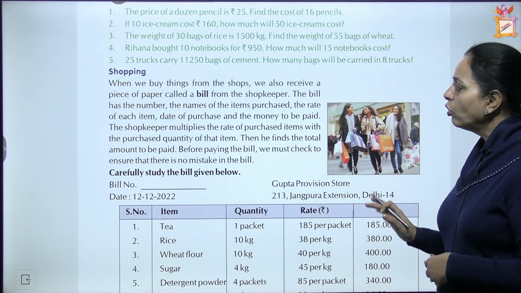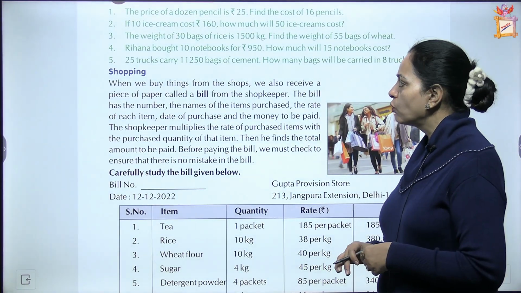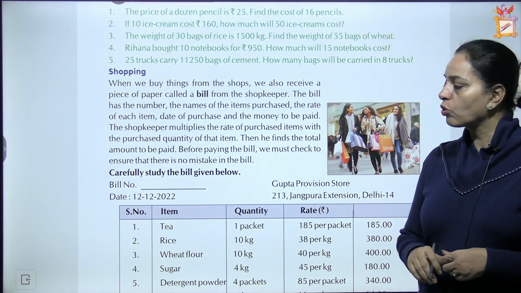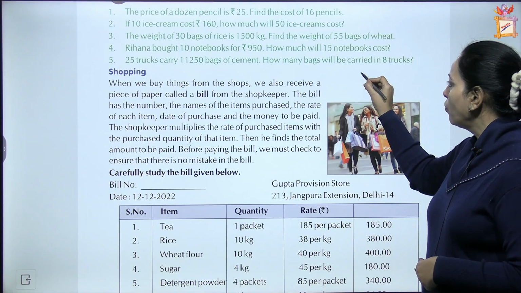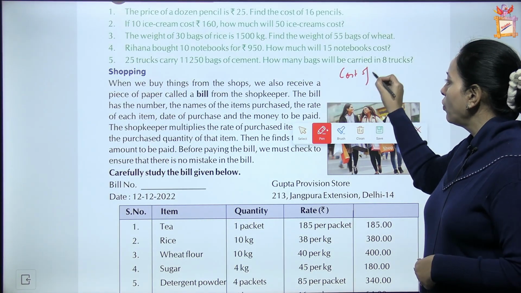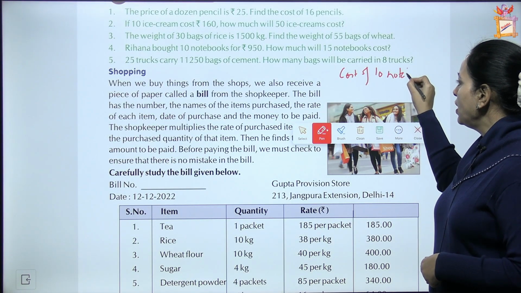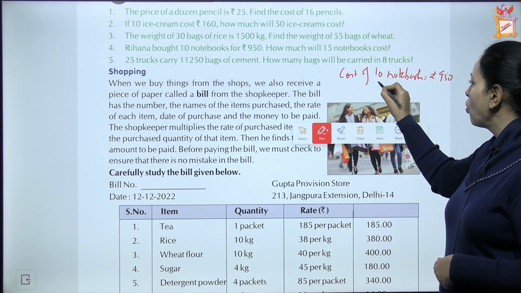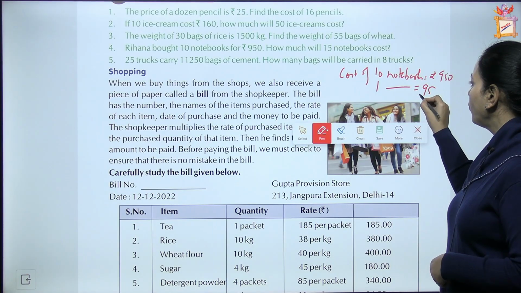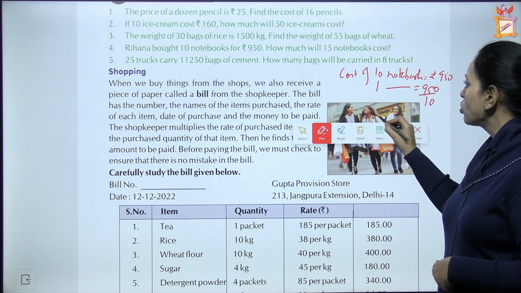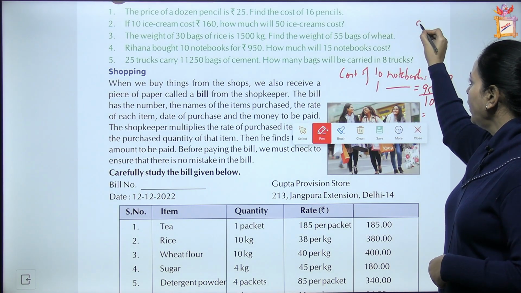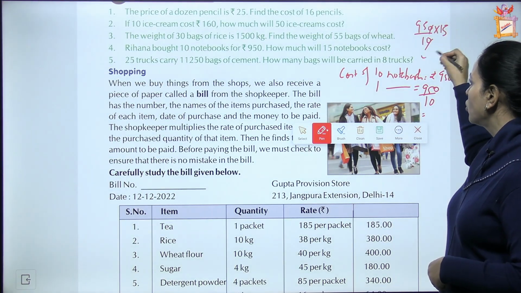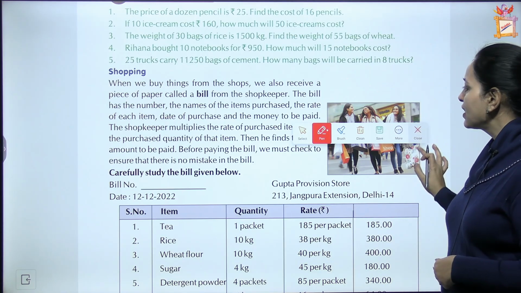100 upon 3. Convert into mixed fraction. So now, like fourth question, Rihanna bought 10 notebooks for ₹950. How much will 15 notebooks cost? So cost of 10 notebooks, ₹950. Cost of 1, 950 upon 10, and cost of 15, 950 upon 10 multiply by 15. So we can find it. I hope this is clear to you.